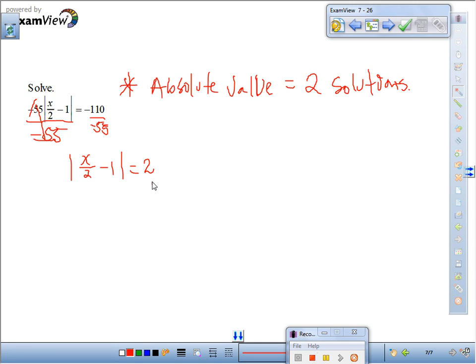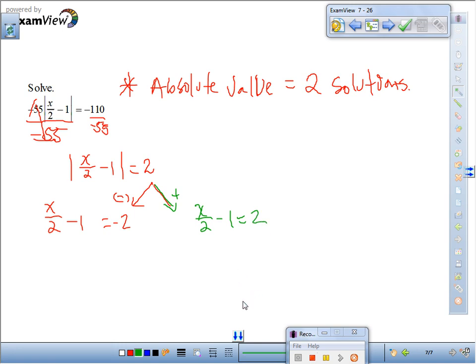From there, you're going to make 2 equations, one negative and one positive. So let's do our negative equation. The 2 turns into a negative, and we just write whatever's inside of the absolute value. What's inside? X over 2 minus 1. For our positive, we write x over 2 minus 1 equals 2.